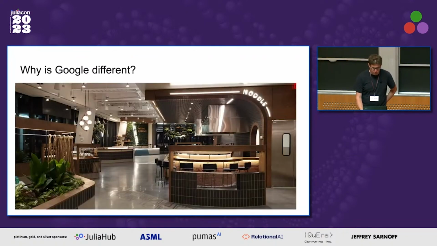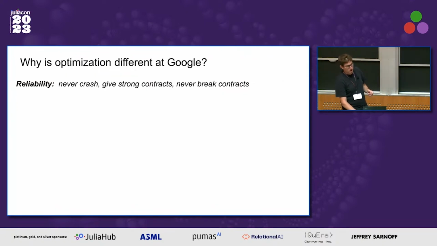Okay, so why is Google different? Okay, so we have great food, but I guess this was the wrong question. Why is optimization at Google different? So I'll give maybe 3 reasons, and this is kind of motivation for why we built MathOpt.